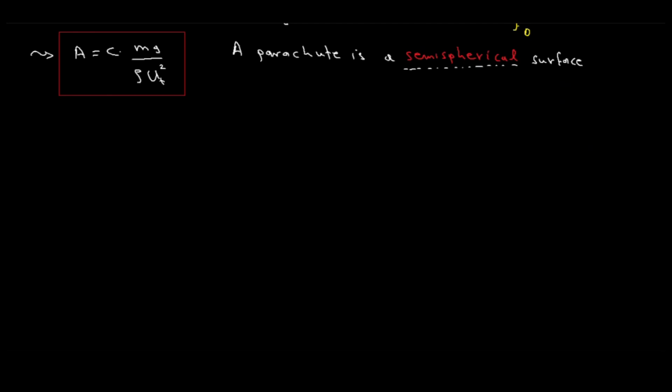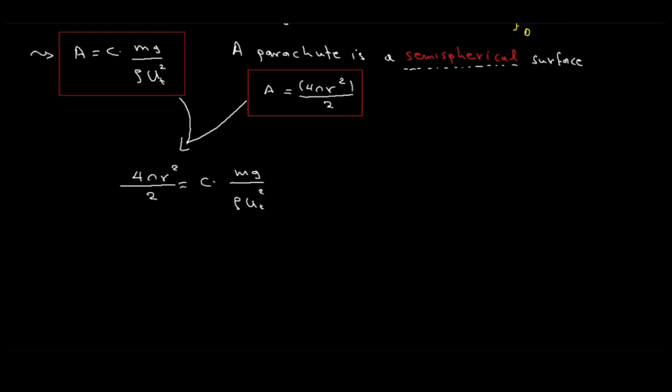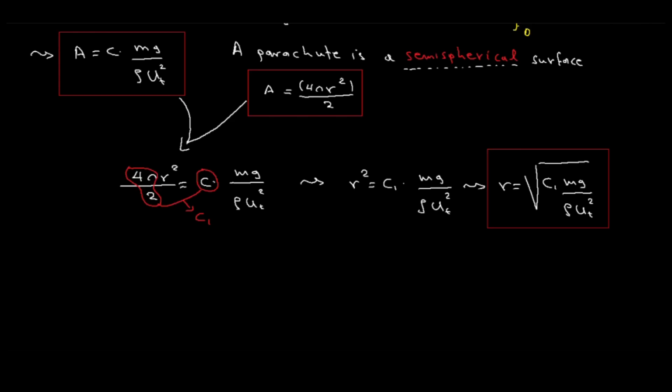A parachute, however, can be easily approximated by a semispherical surface, that is 4 times pi times radius squared divided by 2. Substituting this and solving for r, we find that parachute radius is equal to the square root of mass times gravitational acceleration divided by air density times the desired velocity squared. Then, the parachute diameter is simply 2 times its radius.